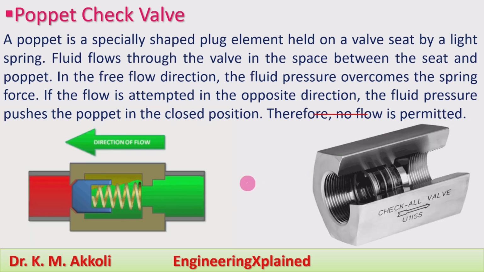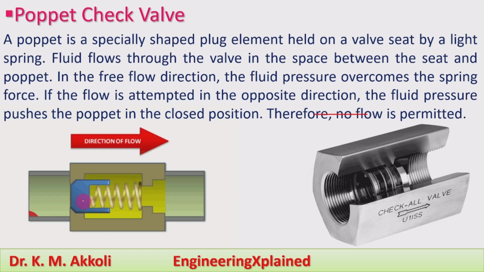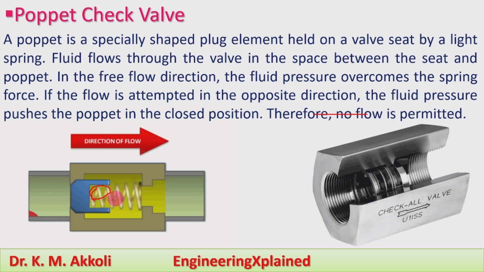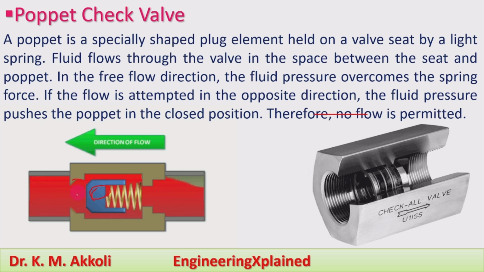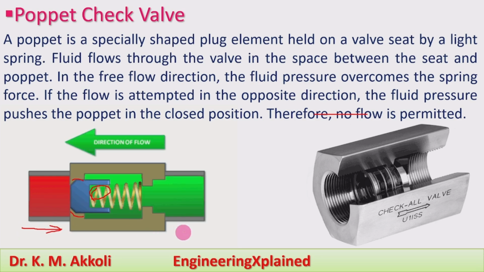Okay, here we can see the operation of this poppet type of valve. This is the poppet, which is held with a light spring. And this is the valve seat, on which the poppet will sit. In this direction, the fluid pressure will be more than the pressure acting by the spring. Therefore, the flow will take place in this direction.